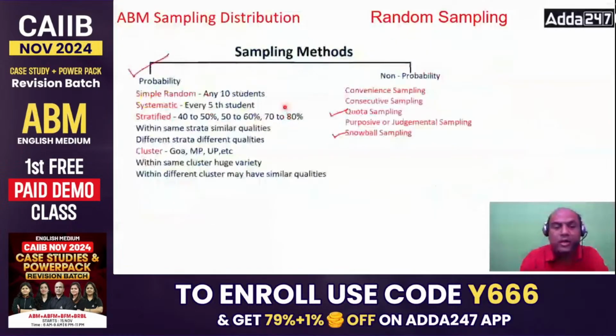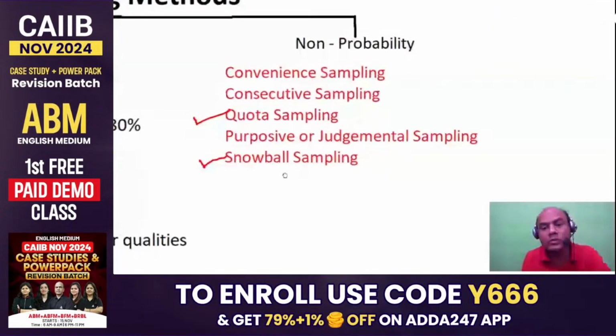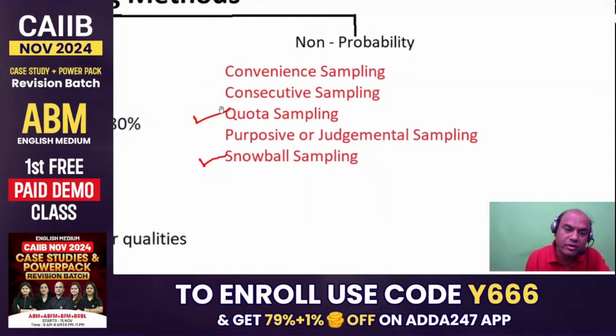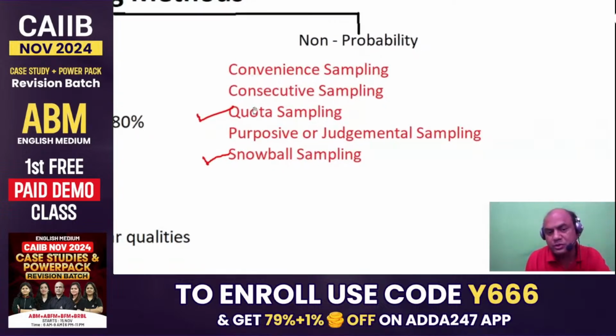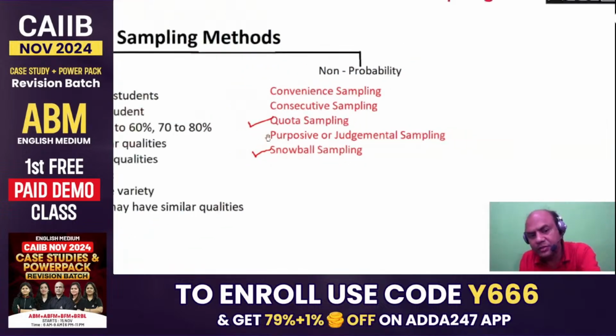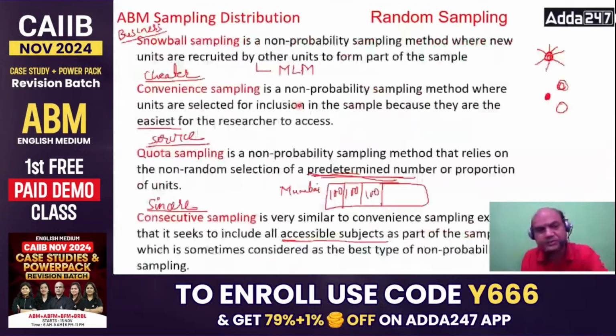What are the methods in this non-probability now? We have seen probability. Now non-probability: these are convenience, consecutive, quota, purposive, and snowball. Out of these, again I am telling you, you will get a question on snowball sampling and quota or convenience. And purposive judgmental is generally asked only. So snowball and quota are very important. These two are generally asked. Let's see one by one.